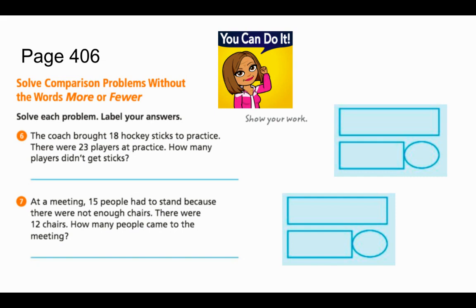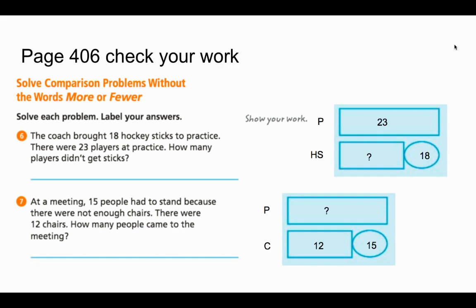The coach brought 18 hockey sticks to practice. There were 23 players at practice. How many players didn't get sticks? Number 7, at a meeting, 15 people had to stand because there were not enough chairs. There were 12 chairs. How many people came to the meeting? See if you can fill in your comparison bar. All right, let's see how you did.